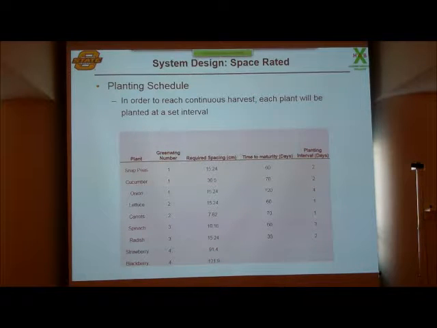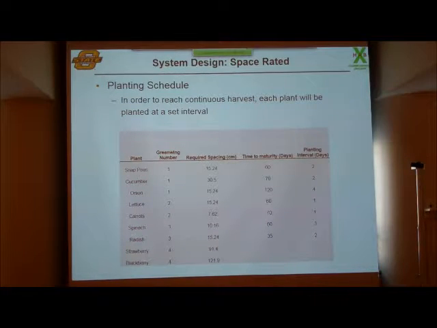And then as we set up a planting schedule, we wanted to optimize both the productivity and the space utilization. So what we did is we went through and we set a number of plants we desired for each year, for each plant. And then we took the time to maturity and we calculated a planting interval. And so after the first plant comes to maturity, the planting interval will also be the harvest interval.